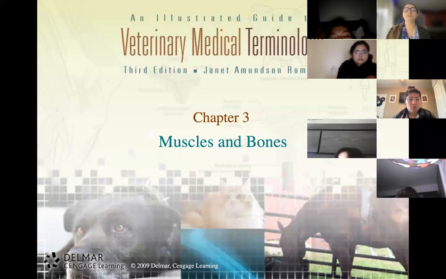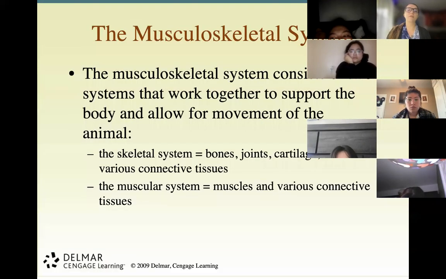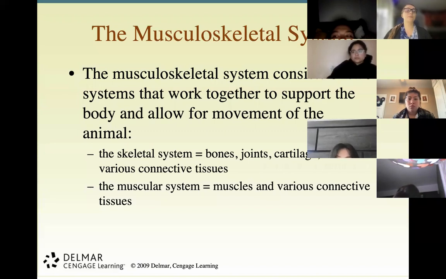Anatomy and physiology, there is so much going on. And I know that we, being hybrid, kind of cram that into 4 weeks. So we will be covering a lot of material. With this PowerPoint specifically, we're looking at the musculoskeletal system. So this is going to consist of 2 different systems, and they work together to support the body, and they allow for movement of the animal. So we're breaking it down into the skeletal system and the muscular system.